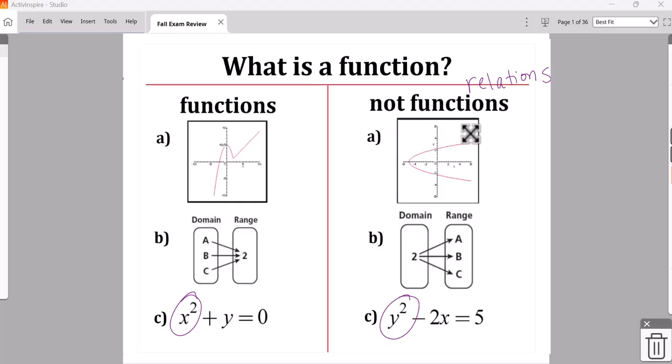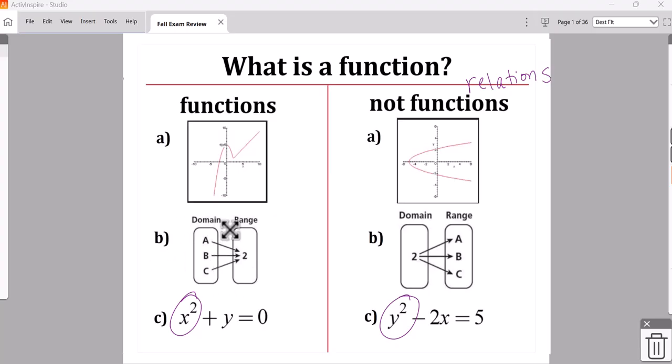And therefore, this doesn't pass the vertical line test on this graph, because there are multiple outputs up here and down here for each of these input values. So the x values are repeating, and they have 2 output values, and that's not allowed for a function. Here are different examples of this.